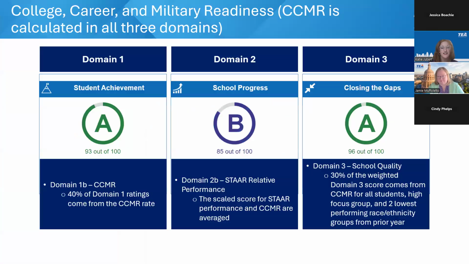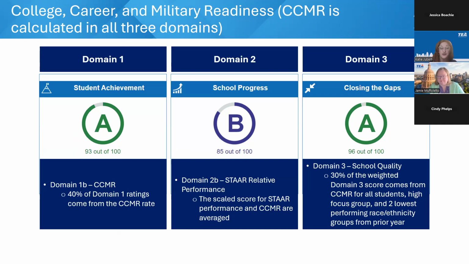So we are going to jump back into this very, very high level overview of the accountability framework. So domain one, again, is student achievement. And within domain one, CCMR accounts for 40% of the domain one ratings. So it is a big chunk of your domain one rating, if you are a high school or a K-12 that had a graduating class in the previous year.